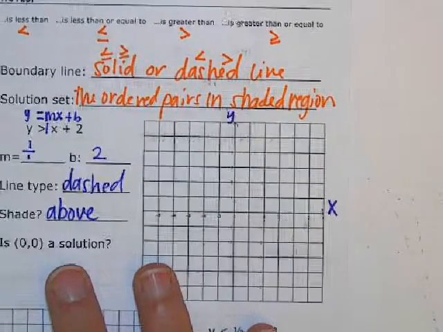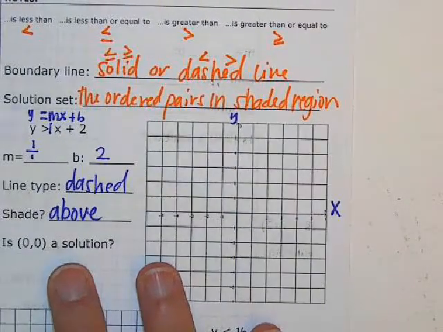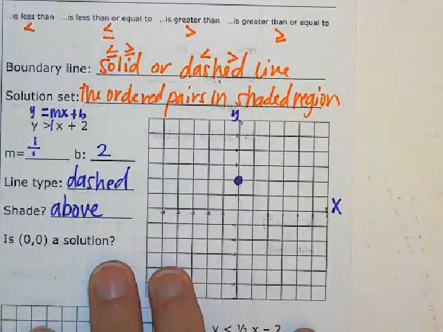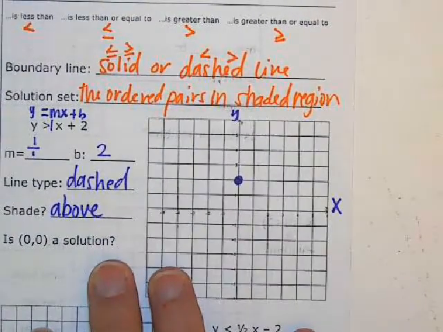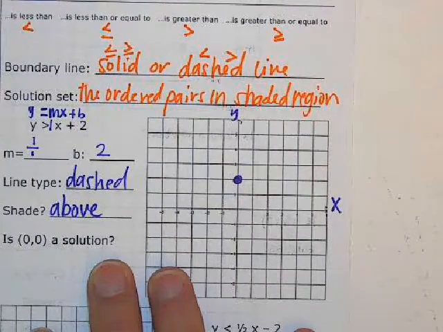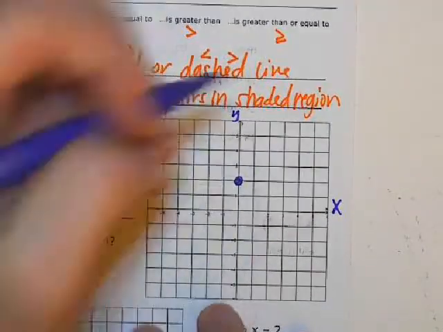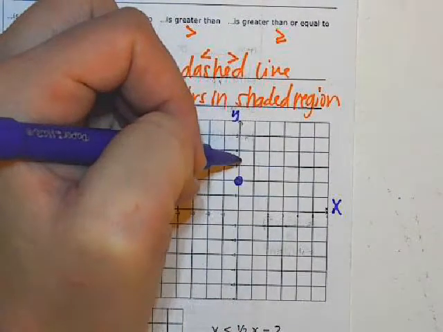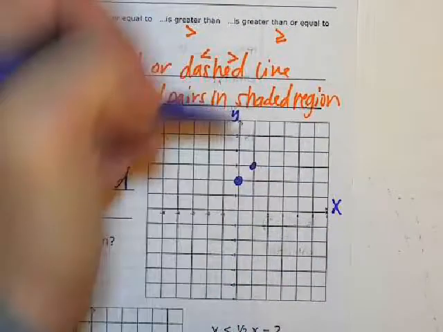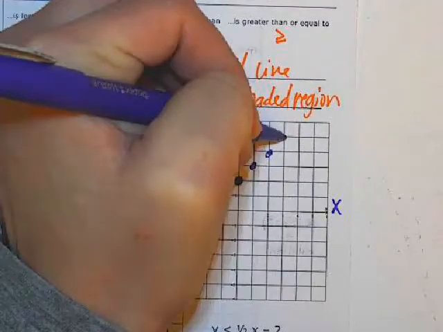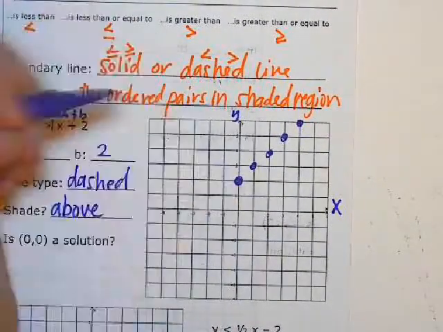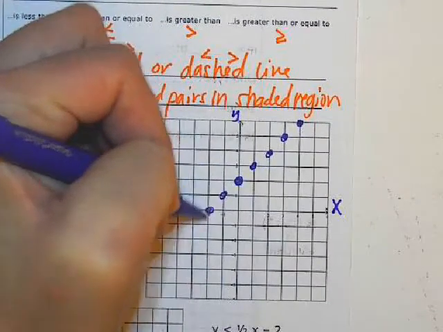So you start with your b. Where does b go? 2 on the y axis. Is your slope positive or negative? Positive. So am I going to go up or down? Up, and then over 1 to the right. Always run to the right. Up 1, right 1. Up 1, right 1. Then the opposite way.